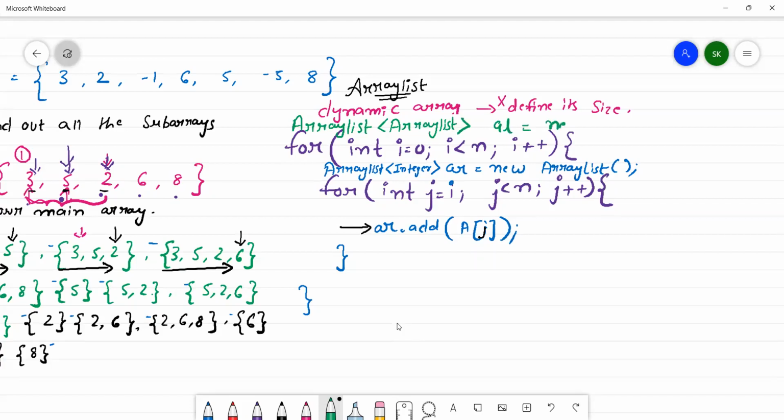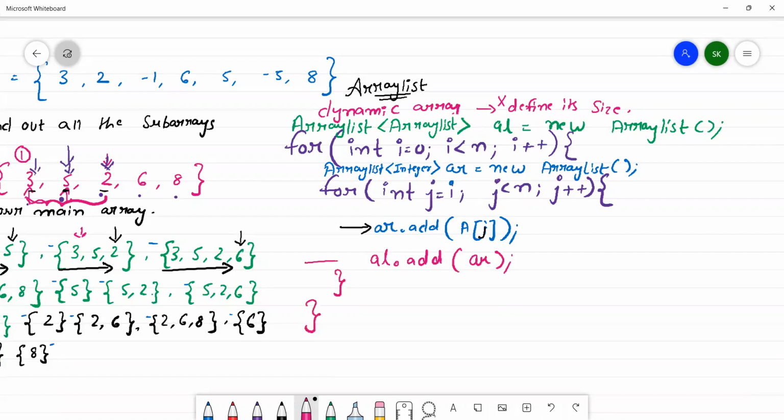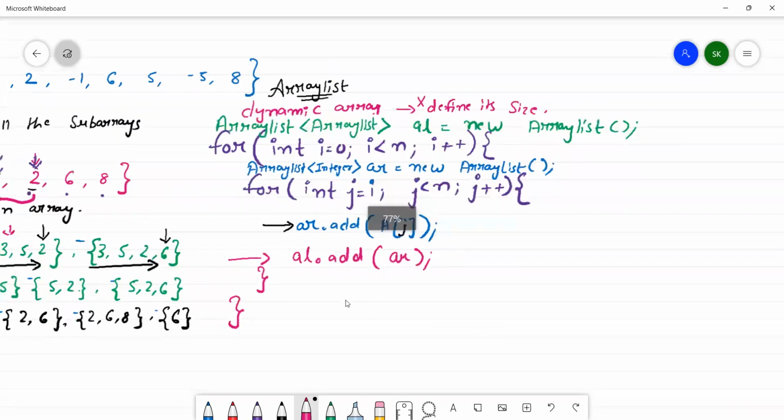Anyone having any questions in this? And as soon as you are adding your numbers in the AR, here you just write AL.add and add your array. That's it. And individually, your subarrays will be added to your AL. Clear, everyone?